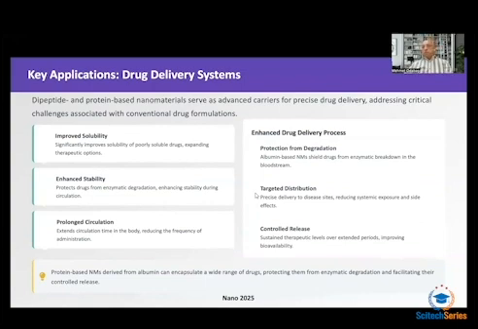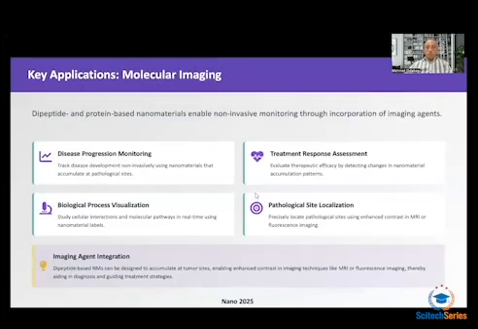Biomaterial-based nanoparticles enable non-invasive monitoring through incorporation of imaging agents. They can be designed to accumulate at tumor sites, enabling enhanced contrast in imaging techniques like MRI or fluorescent imaging, thereby aiding in diagnosis and guiding treatment strategies. Now, let me talk about some studies on this subject in our group.